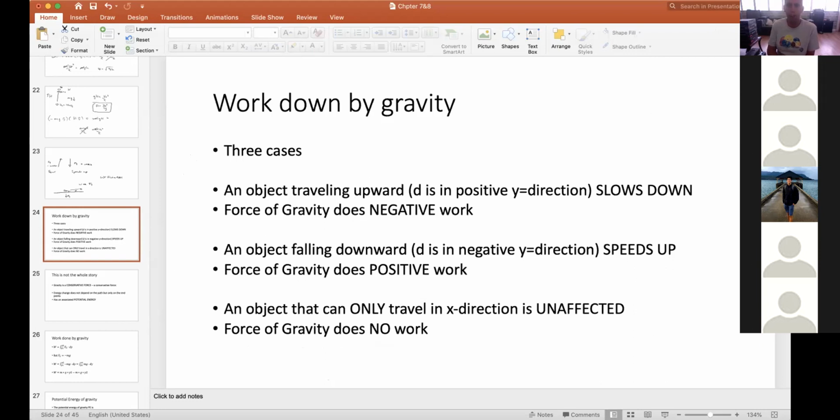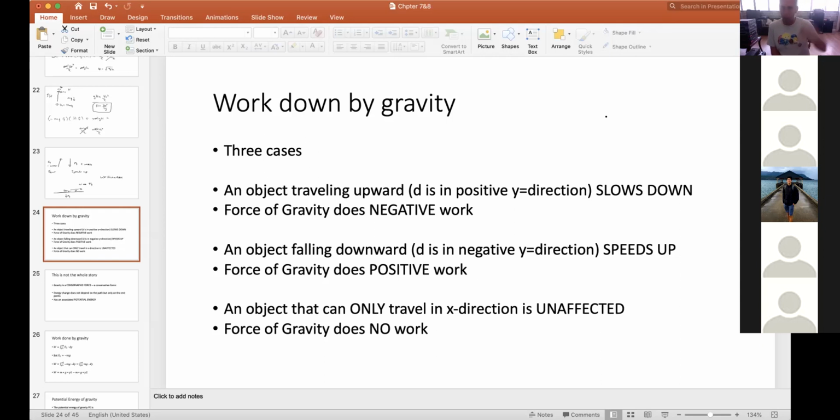So there are 3 cases for the work done by gravity. If the object travels upward, meaning in the positive y, and gravity is down, the object slows down. You can do this right here. Toss your pen up in the air. It slows down as it goes up because gravity is doing negative work on it. Gravity is changing its kinetic energy negatively, reducing its kinetic energy.